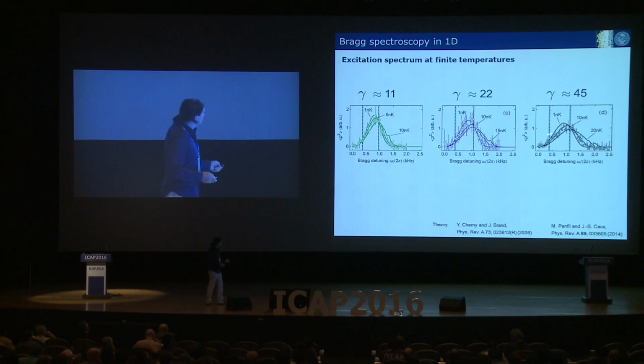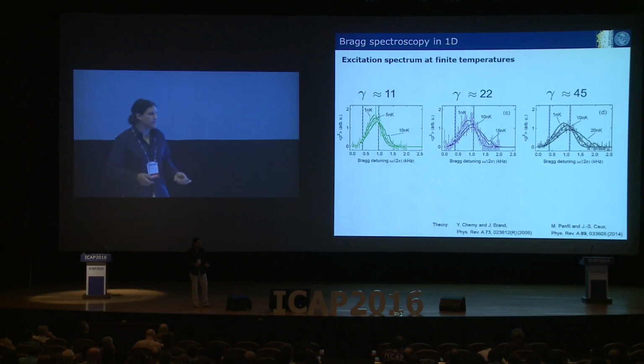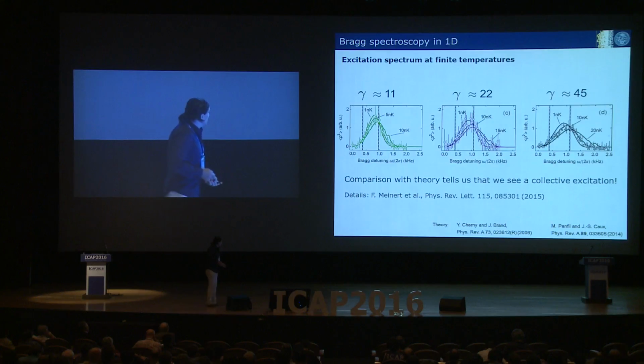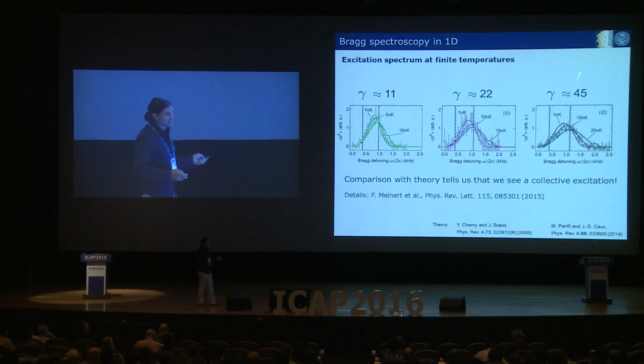cases. When we go to larger interactions, we apparently have a little bit of heating, so the temperatures are not 5, but more like 10 nanokelvin. In fact, this is a nice temperature probe in retrospect. That's the way to measure temperature in strongly interacting 1D systems. But comparison with theory tells us that we really see a collective excitation, that we really excite these LEAP modes, in particular these LEAP 2 modes, which are a hole-like excitation in the system. It's a collective excitation of the system.